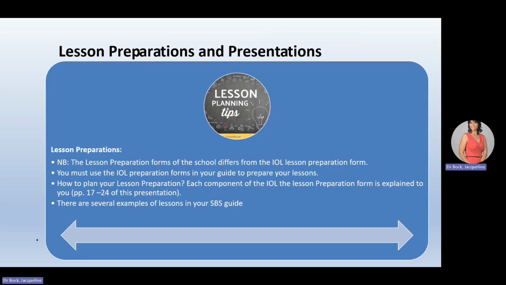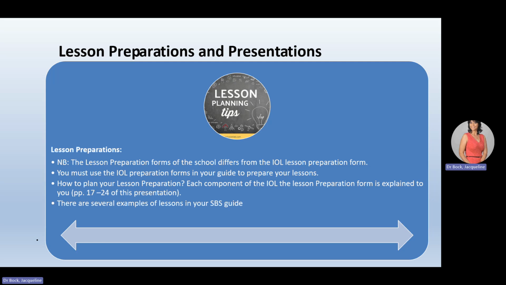So the lesson preparations and presentations, we continue. We see that the presentation forms of the school, you need to take cognizance that they differ from what we offer in our SPS book. So you use the ones provided in the SPS book and you do your planning using that particular form, but you cannot do your planning if you don't have access to a syllabus. So how to plan your lesson preparations for each component of the IOL.